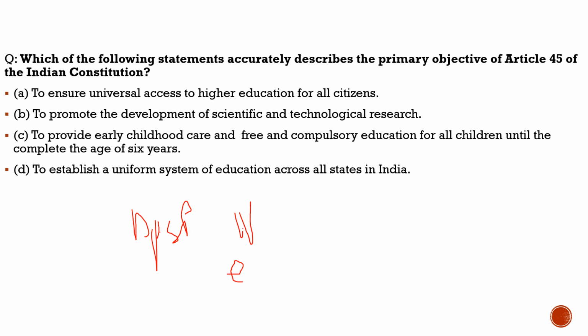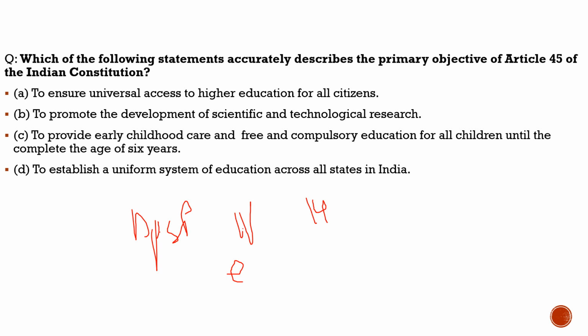So let's understand what Article 45 says with the help of this question. If we see the original provisions of Article 45, it said, to provide free and compulsory education for children. What it exactly said was that the state shall endeavor to provide, within a period of 10 years after the commencement of the Constitution, free and compulsory education for all children until they complete the age of 14. Earlier, the state should provide free education until the children completed the age of 14.